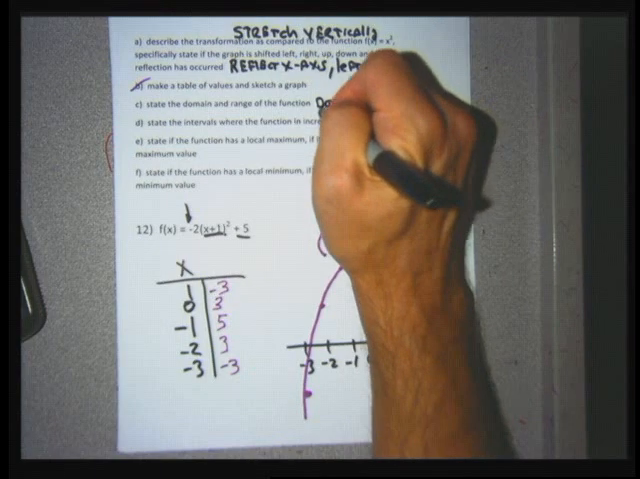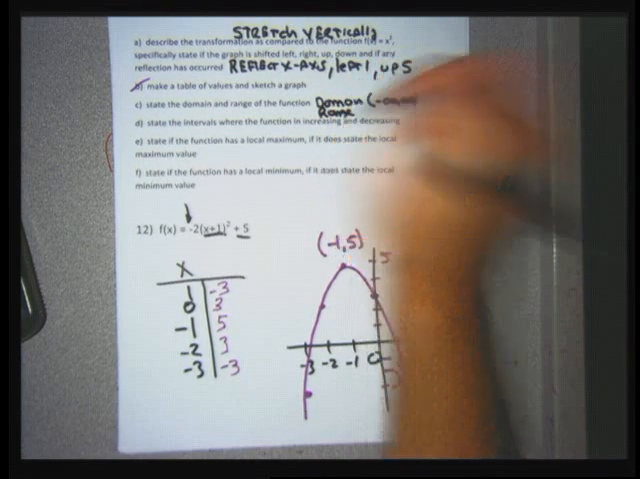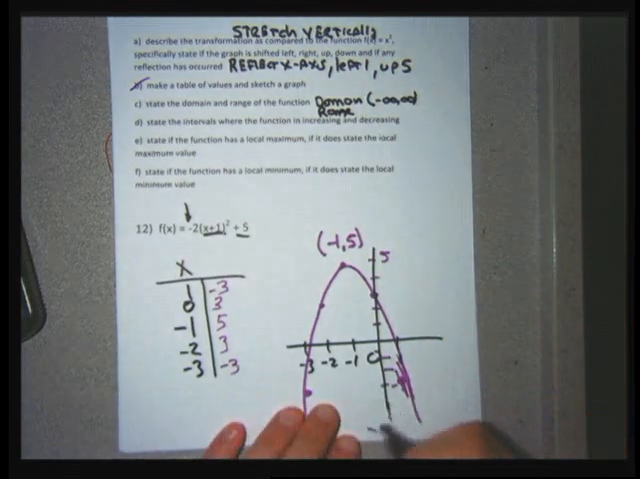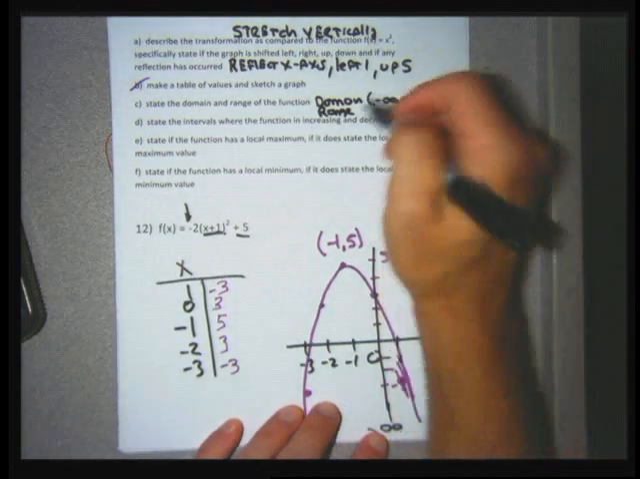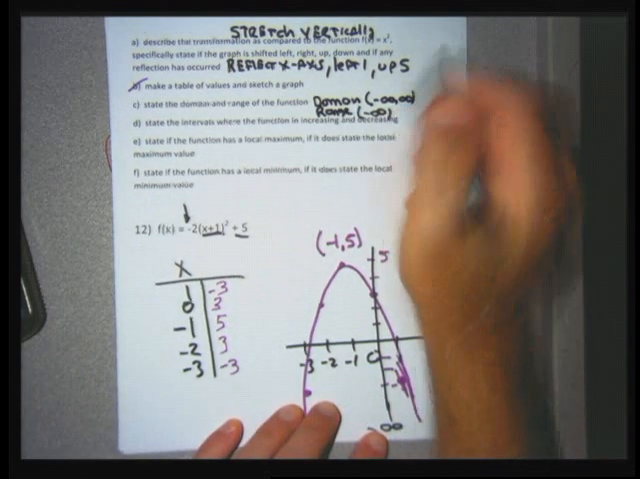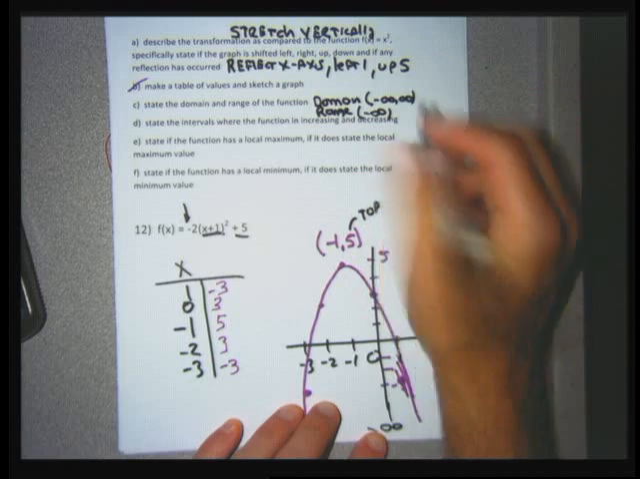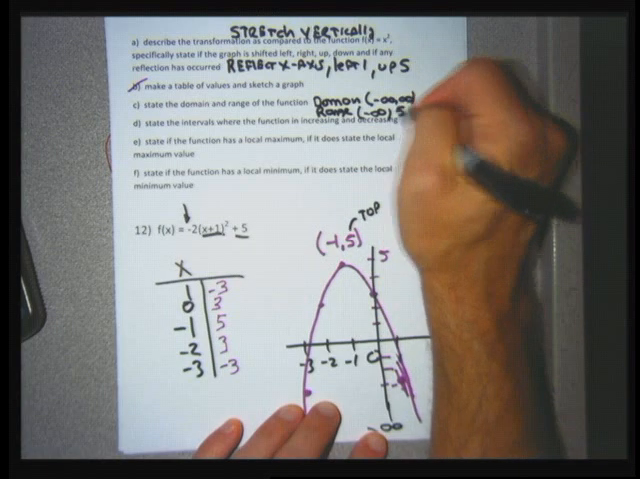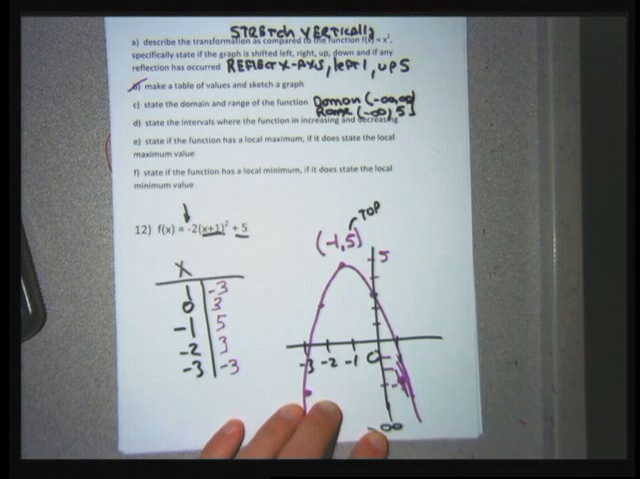For the range, I go bottom to top. This graph goes all the way to the bottom of the y-axis, so the beginning of my range is going to be negative infinity. The end of my range is going to be the y-coordinate at the top of the graph, which is 5. So the range is going to be negative infinity to 5.